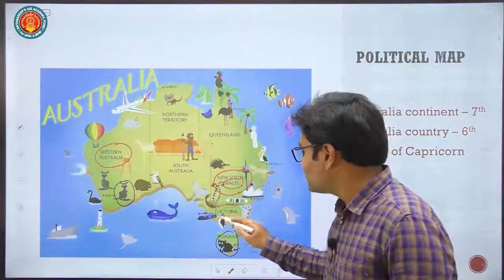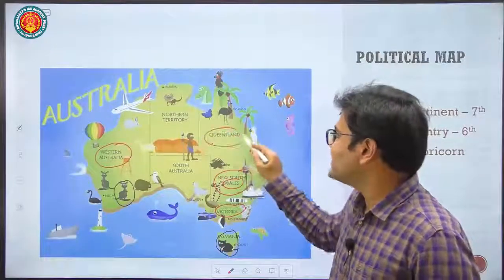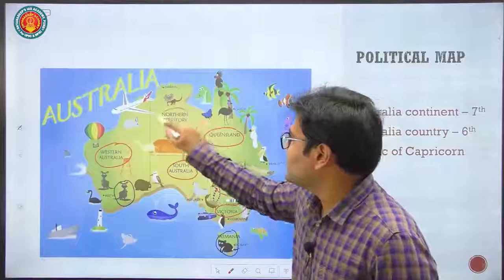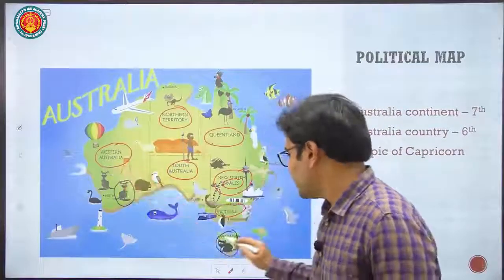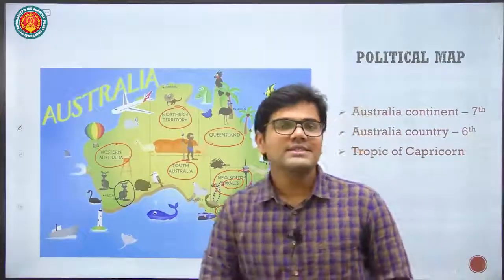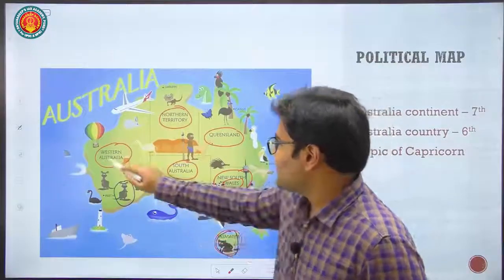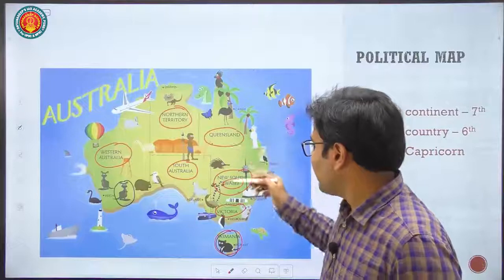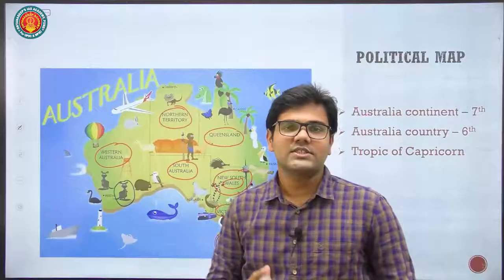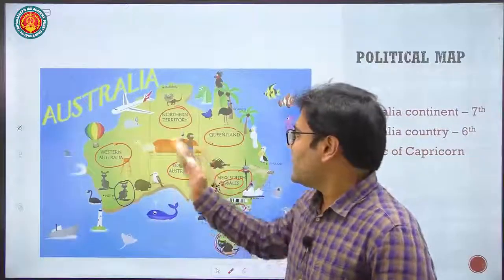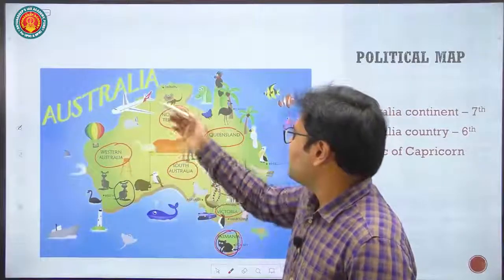Then here we have Victoria, here we have Queensland, South Australia, Northern Territory, Western Australia and Tasmania. So these are the states of the country Australia. So how many states are there? 1, 2, 3, 4, 5, 6, 7. So there are 7 states of Australia. They can ask you the capital of each region.